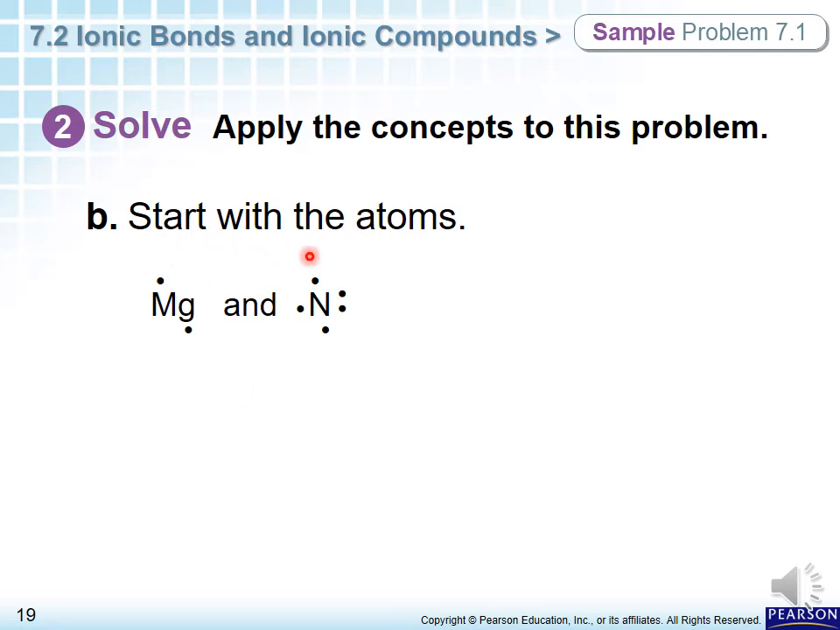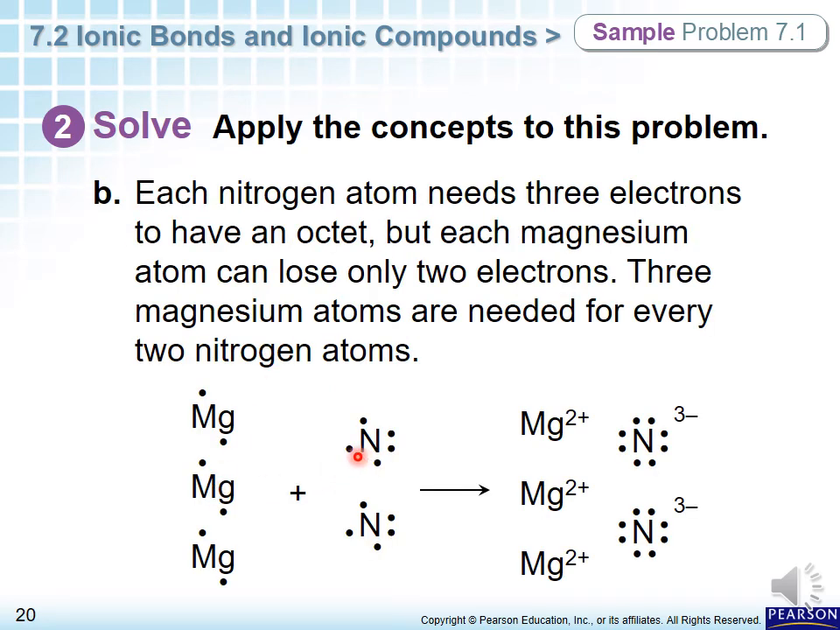Now, start with the atoms. Magnesium and nitrogen. Magnesium belongs to group 2. Nitrogen belongs to group 5. So group 2 has 2 valence electrons. Group 5 has 5 valence electrons. Now, to balance all the charge, each nitrogen atom needs 3 electrons to complete the octet. So 3 and 3. Total how many? 6.